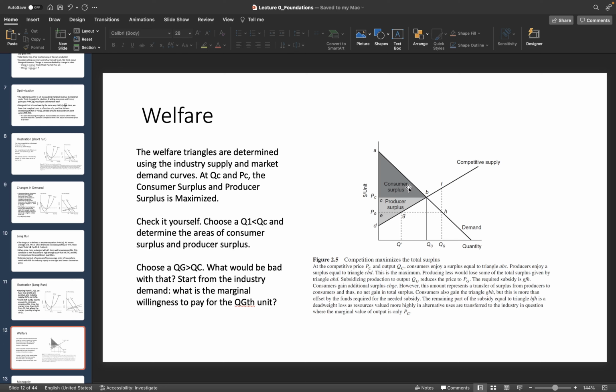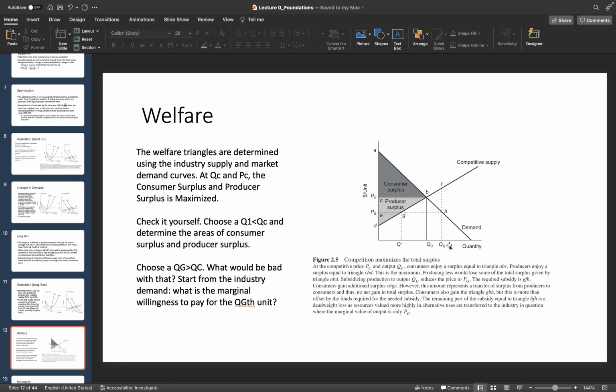Now, this time choose QG, which would be greater than QC. What would be bad with that? Start from the industry demand. What is the marginal willingness to pay for the QG unit? If we wanted an industry output higher than the competitive level, we could say, let's have output equal to QG, but the willingness to pay is just PG, right? But the firms require a higher price here, indicated by this F, which we'll say is PF. PF is clearly bigger than PG.